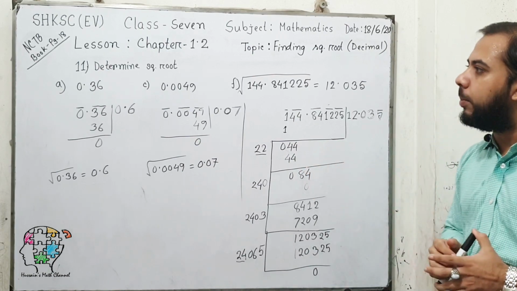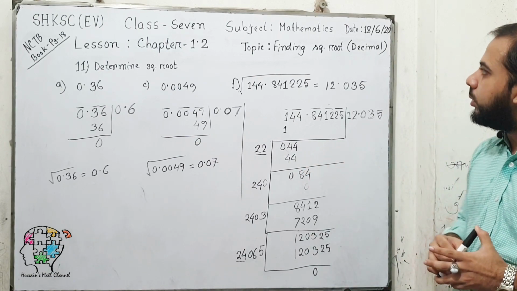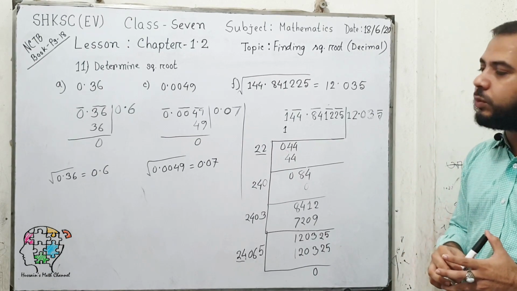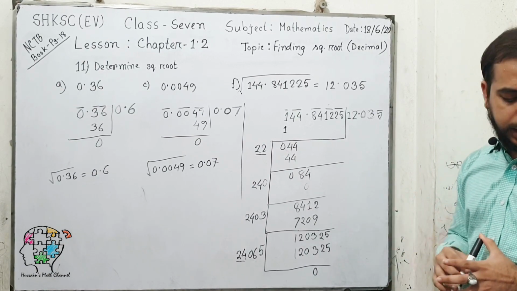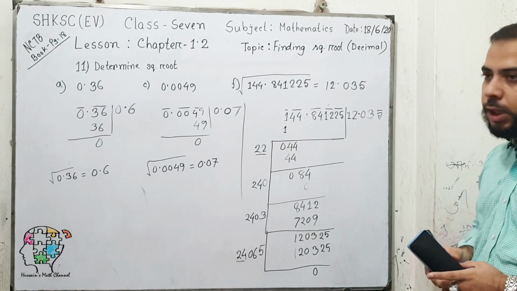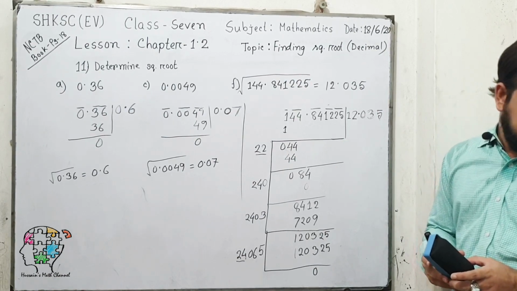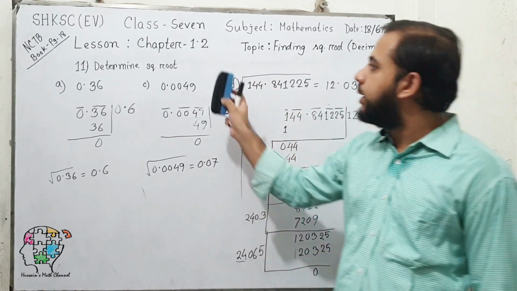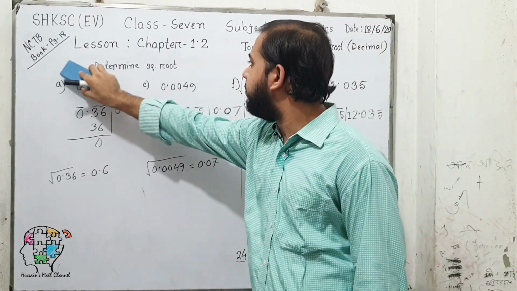Now we will see some more square roots which are not actually perfect squares. So how can we finish that type of problem? Now we will do the problems from your book, page number 18, question number 12.